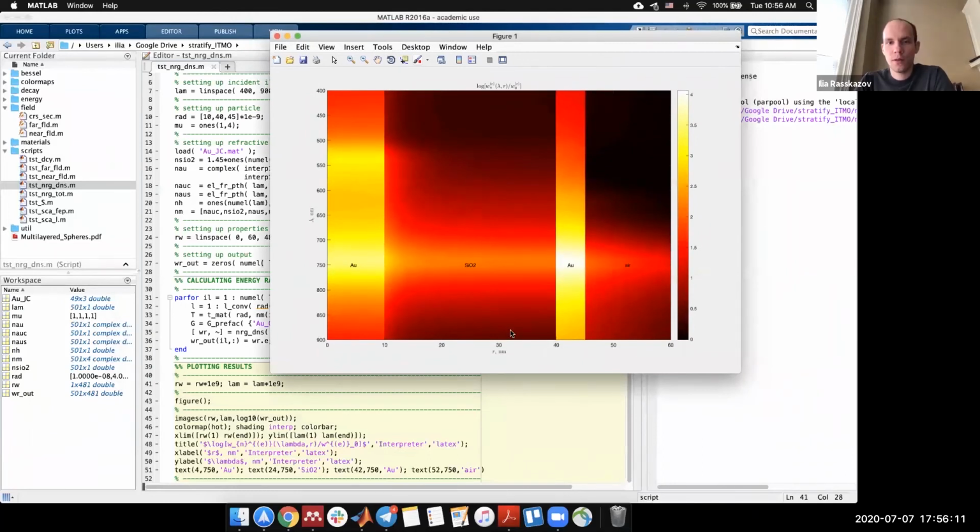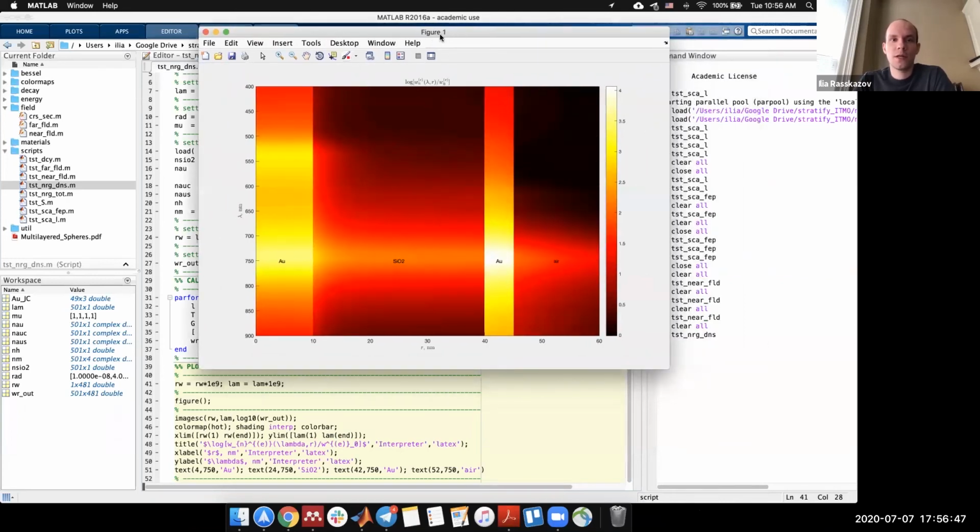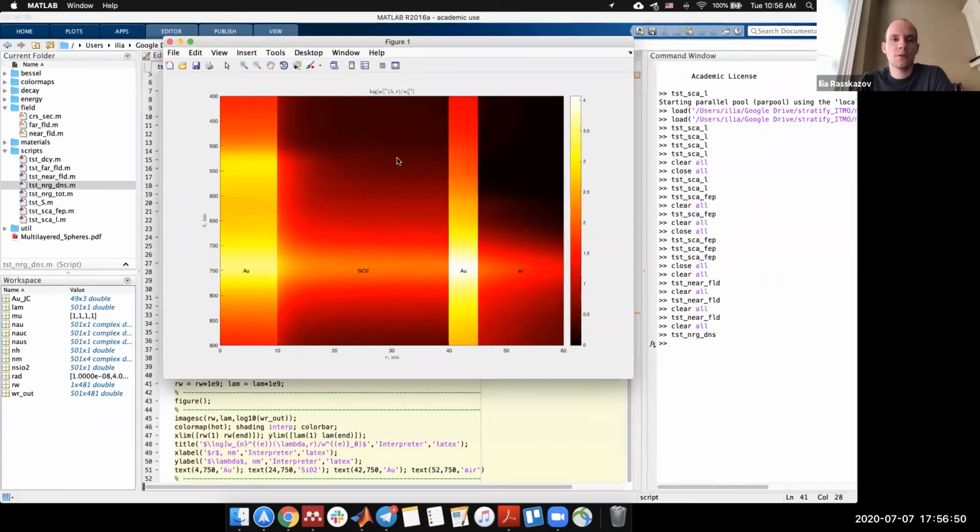Next, from 10 to 40, we can clearly see the dielectric shell. From 10 to 40. From 40 to 45, we have a gold shell, the outer shell. And from 45 to 60, I'm calculating the energy density near the sphere. So essentially, this picture provides very comprehensive information about what is going on with the field, with the energy inside and near your particle.